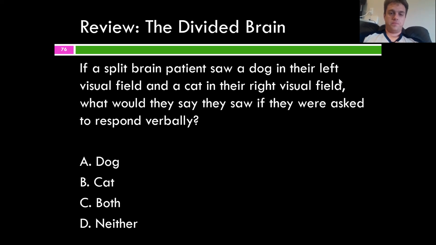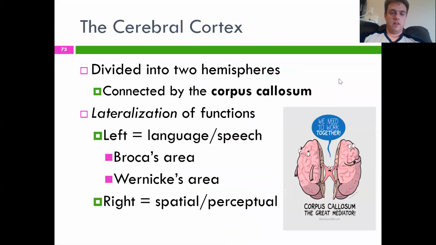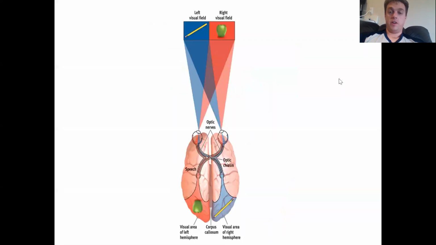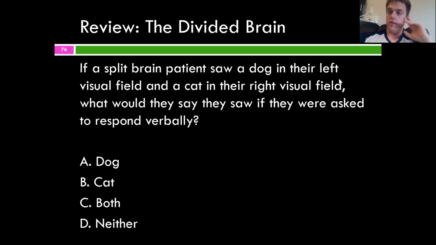Well, if you ask them to respond verbally, this is obviously going to be speech, this is going to be language, it's not going to be spatial. If they're using language abilities, remember this occurs in the left side of their brain. Left is language and speech, Broca's area and Wernicke's area. Remember, everything crisscrosses. So if they're using the left side of their brain, they're going to be processing what's in the right side of their visual field. So the cat is going to be on the right, therefore they're going to pick the cat. They're going to say cat.